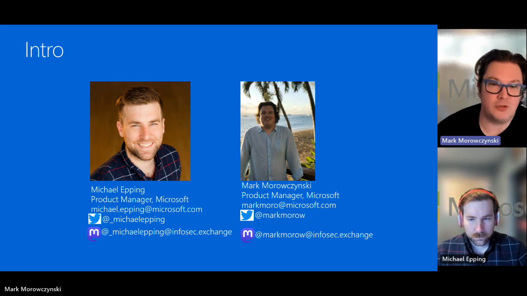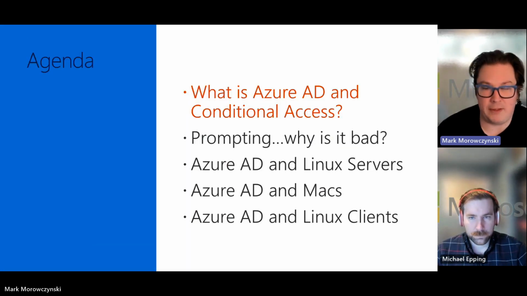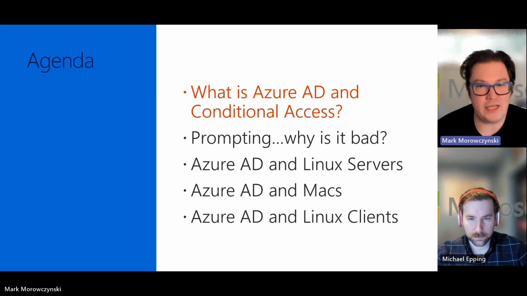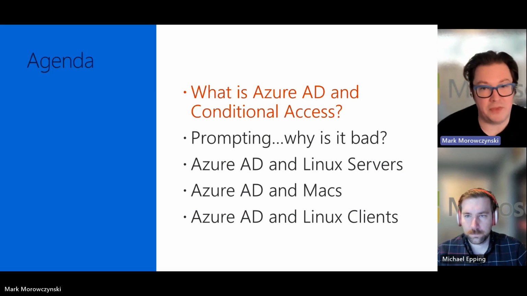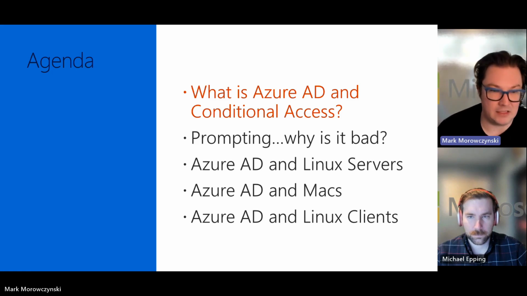We have a lot of things we're going to try to cover in this session. First, we're going to start by doing a quick level set of what is Azure AD and conditional access, and why prompting your users might not be the same security benefit that you think it is. Then we're going to cover some things around Azure AD and Linux servers. And then we're going to move to the client side around Macs and Linux clients.